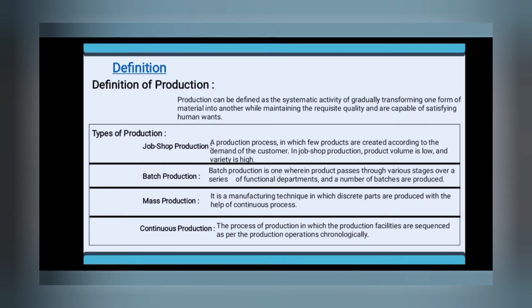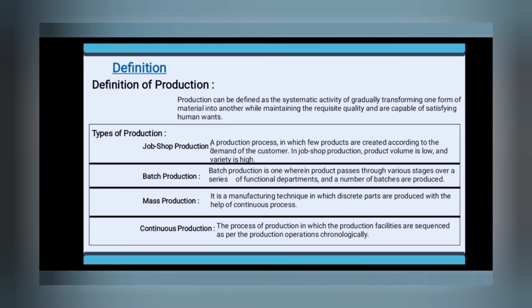First is job production, a production process in which few products are created according to the demand of the customer. In job production, product volume is low and variety is high. And second one is batch production. Batch production is one wherein the product passes through various stages over a series of functional departments, and a number of batches are produced.